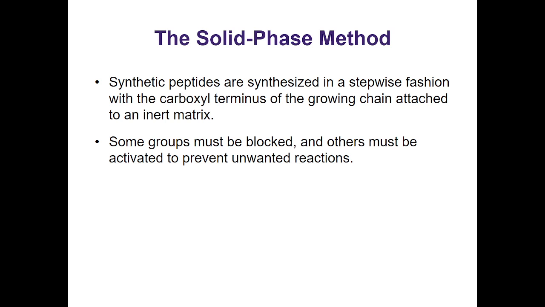Okay, so the synthetic peptides are going to be synthesized in a stepwise fashion. This is the solid phase method, with the carboxyl terminus of the growing chain attached to an inert matrix. This is what gives it its name, solid phase. Literally, we have attached it to a solid phase, and we're now growing it off of that solid phase. So then we can collect them, right?